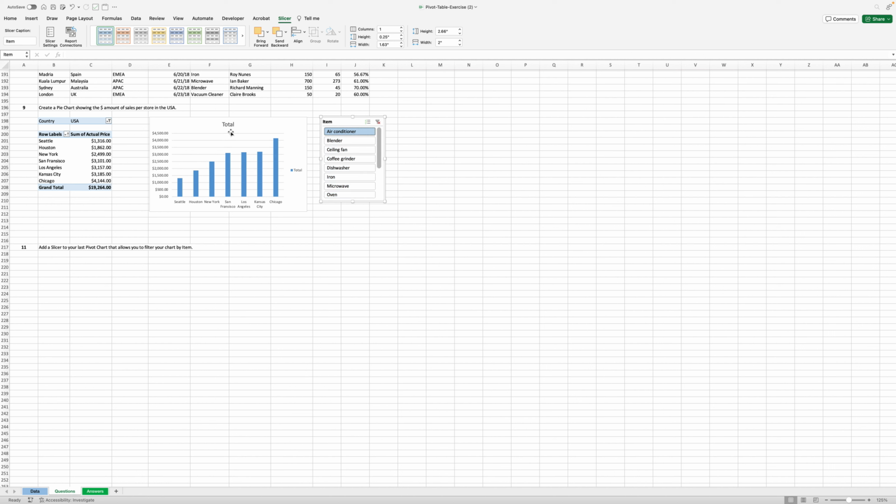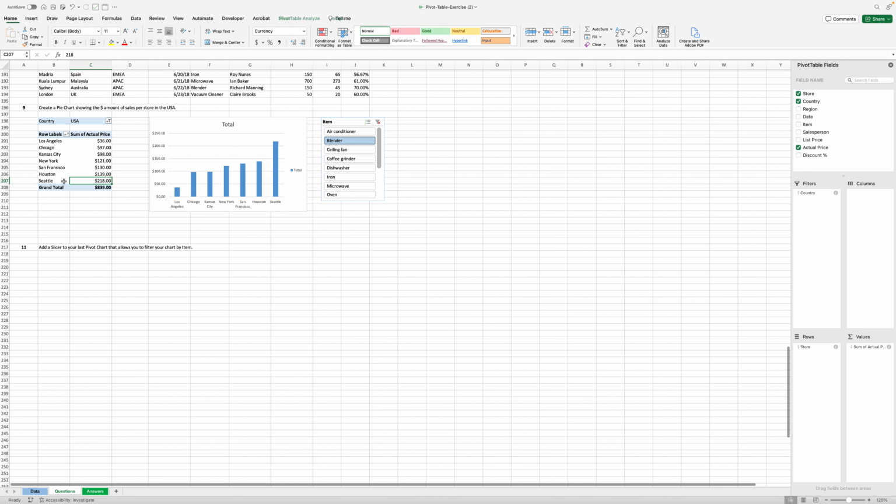in my graph. So for example, if I select blender, it's going to give me the graph for how many blenders I have sold in each city. So I know that the city that does the best in selling blenders is Seattle, and the city that does the worst is Los Angeles.